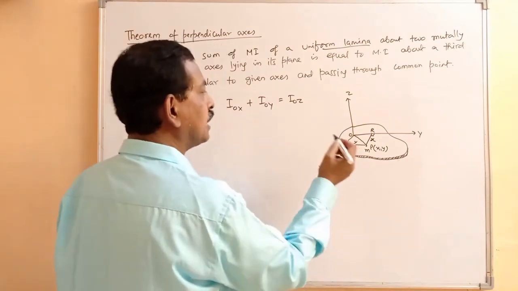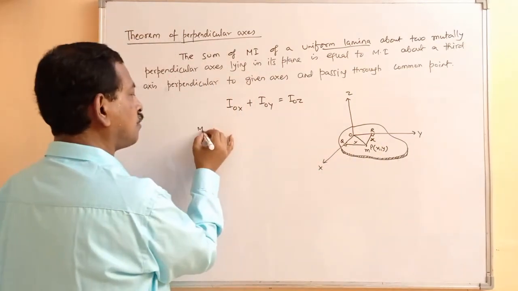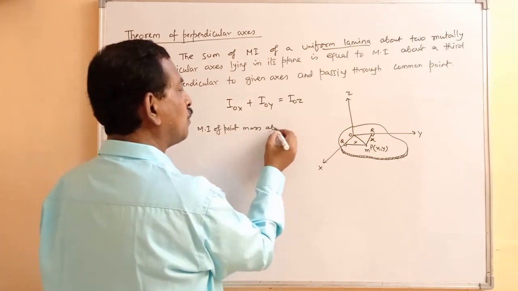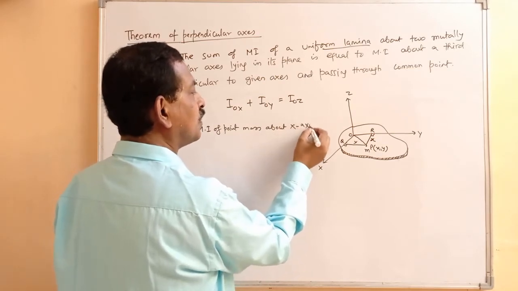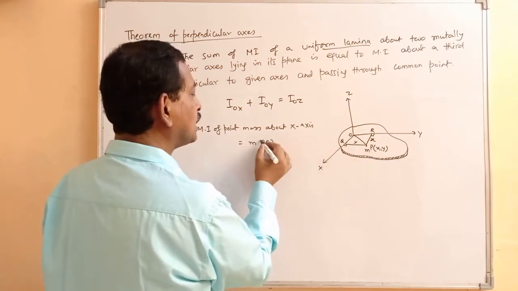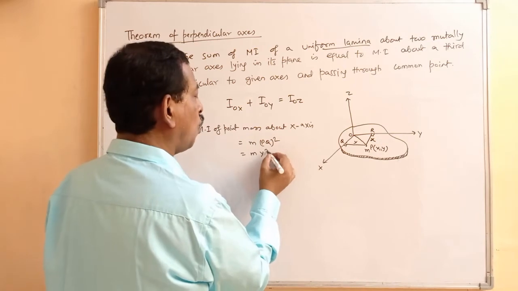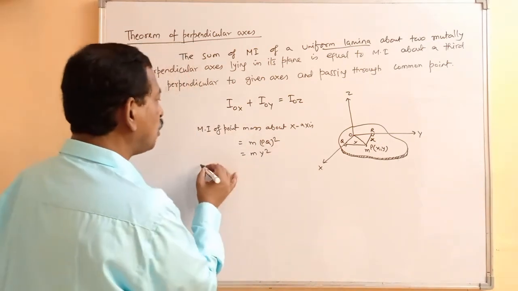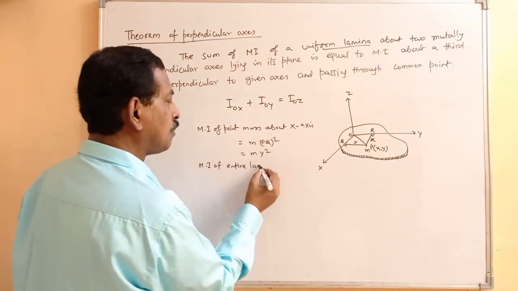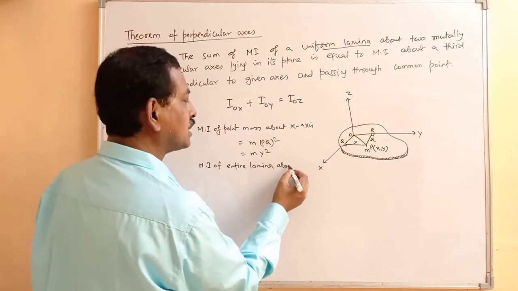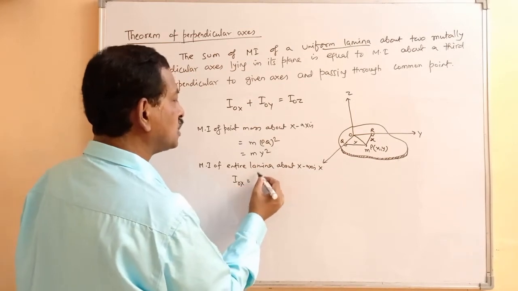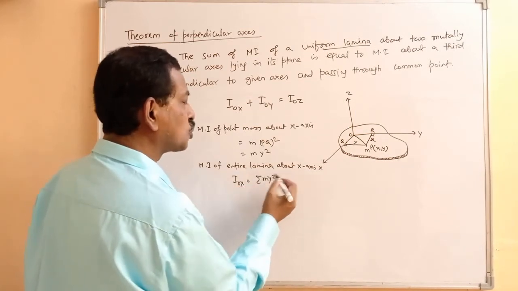So moment of inertia of a point mass about the x-axis, this will be equal to how much? It is m into PQ square, that will be equal to m into y square. Therefore moment of inertia of the entire body or entire lamina about the x-axis, this we represent as your I_x, so it will be summation m y square.